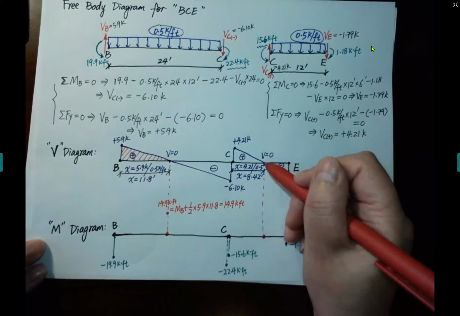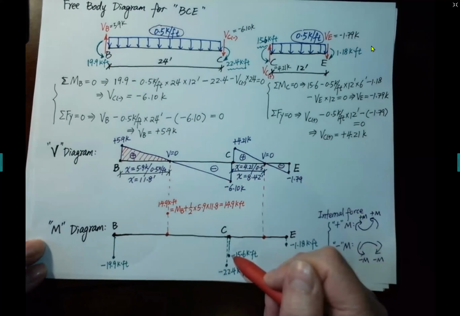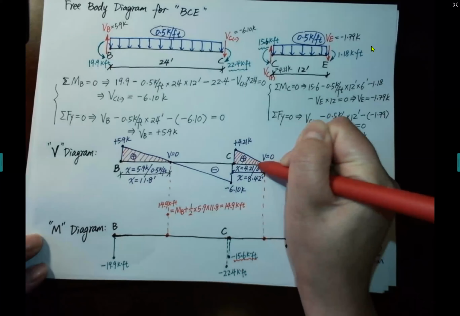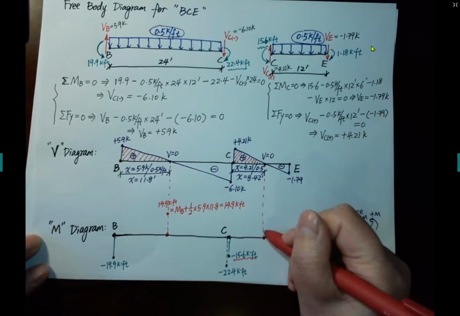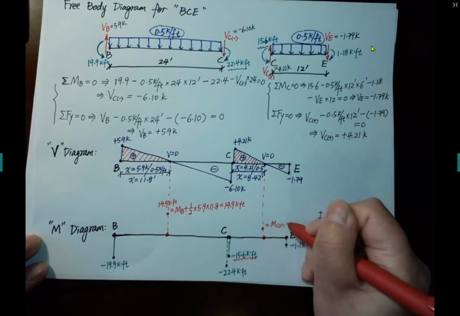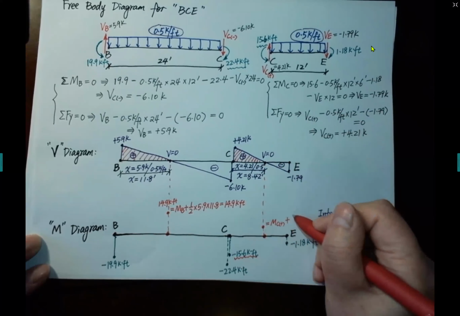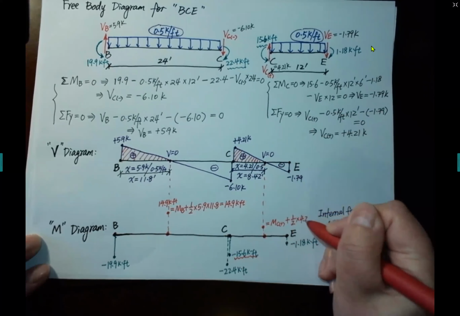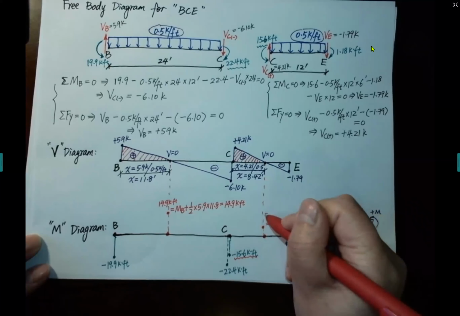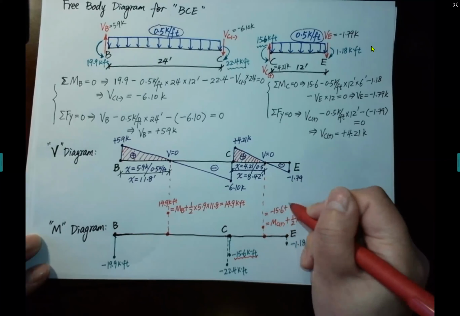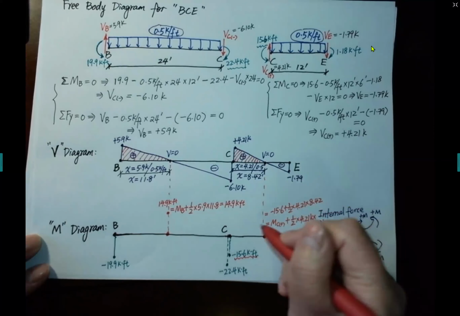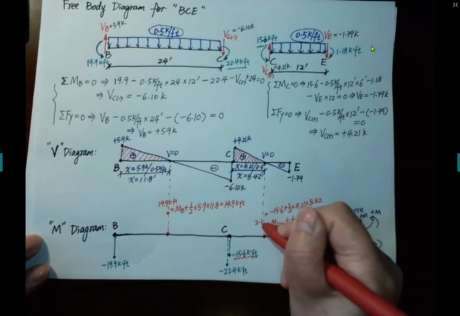And for the moment at the second shear equals zero point, we will use just right of C: negative 15.6 plus the area of the shear diagram, 1/2 times 4.21 times 8.42 feet. And this equals negative 15.6 plus 1/2 times 4.21 times 8.42. Then we get the value equals 2.1 kip-feet.